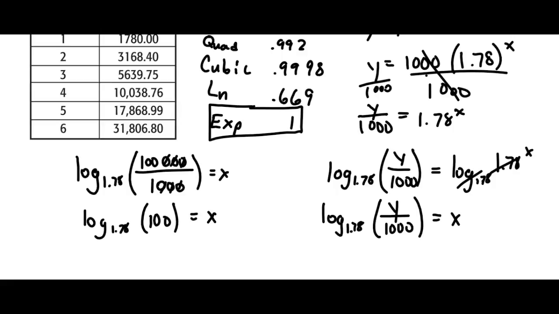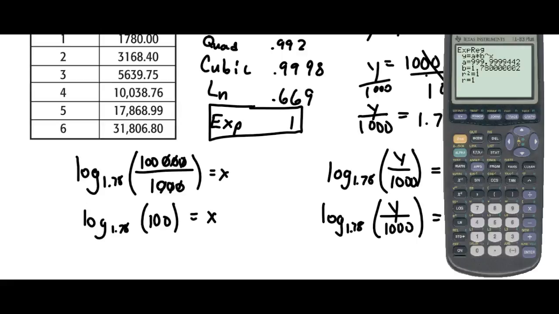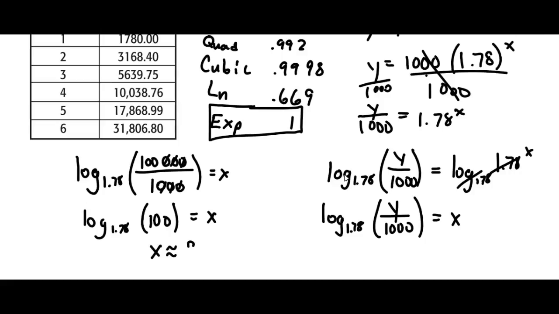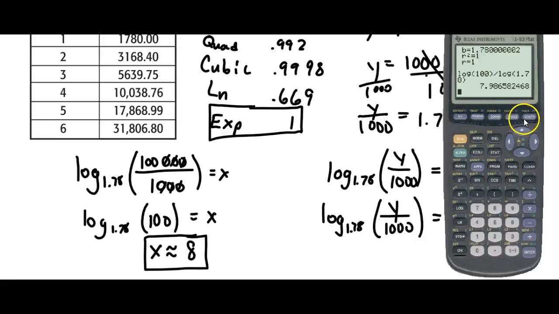And we can use our change of base form in our calculator to figure out log 100 divided by log of 1.78. And that's going to tell us 7.9 or about 8 years to where we're going to reach $100,000 in a year. So I'm just going to go back to my graph and show you. I'm going to put a manual window in here.